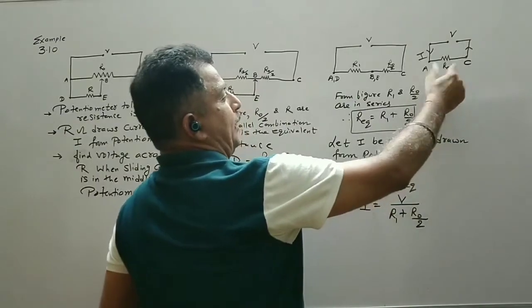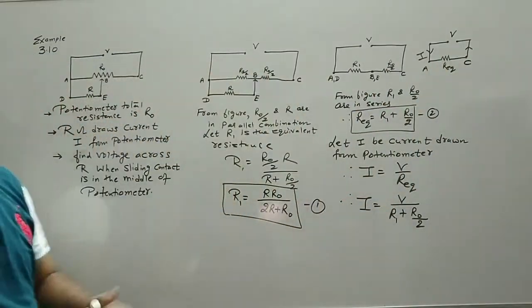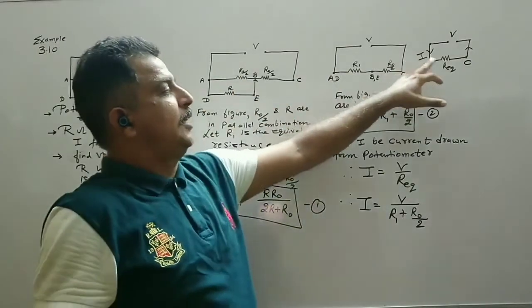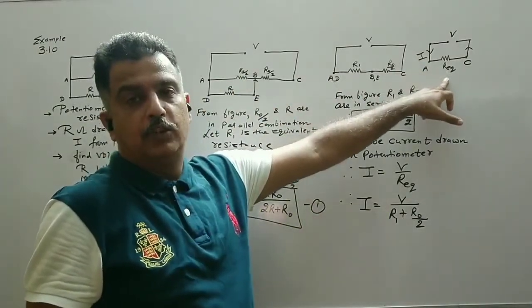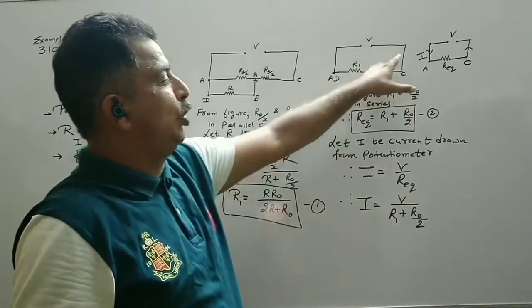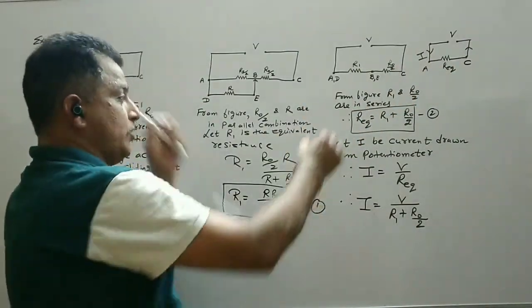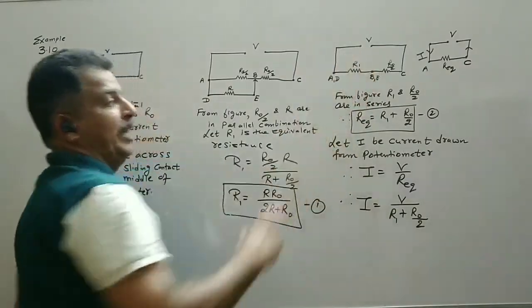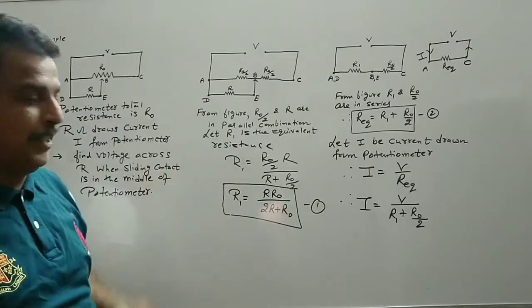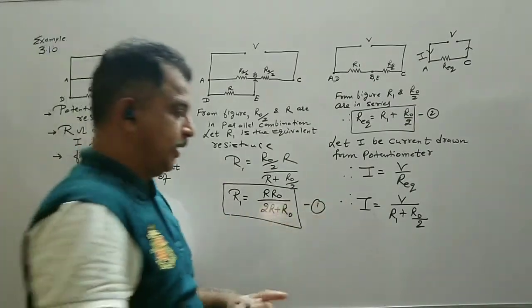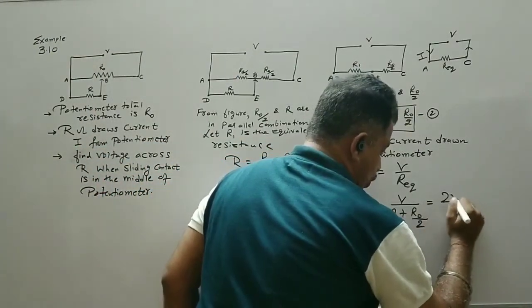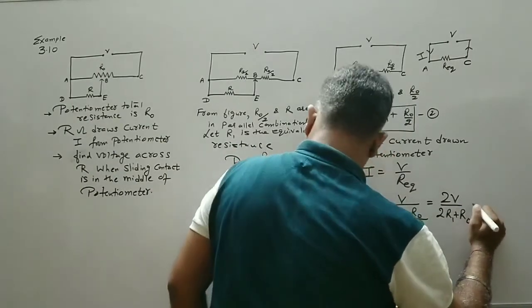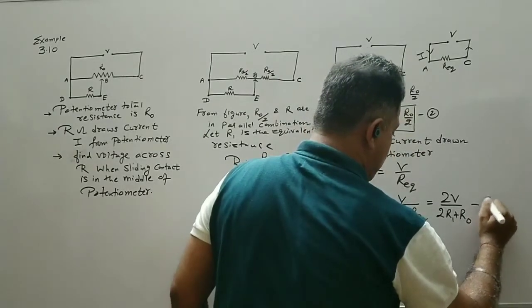Now R equivalent, now we come in the backward direction. So I is the current flowing through R equivalent. So the same current will flow through R1 and R0 by 2. So the potential difference across this R1 will be written as I multiplied by R1. R1 is already calculated. So this is the current which can be written as 2V upon 2R1 plus R0. This is your equation number 3.